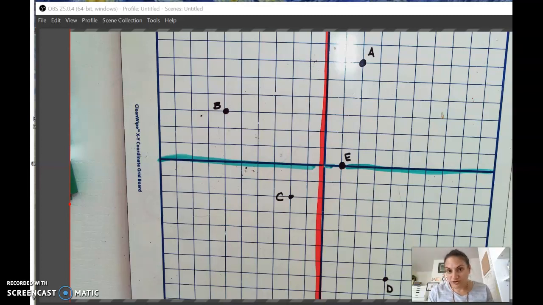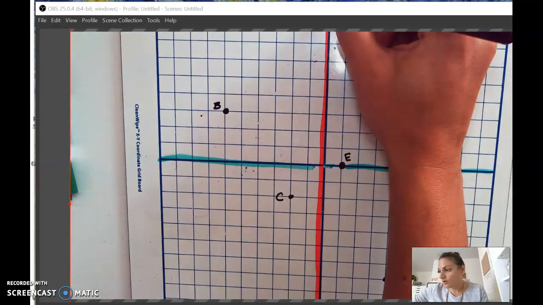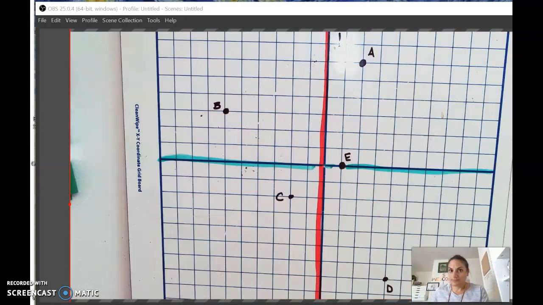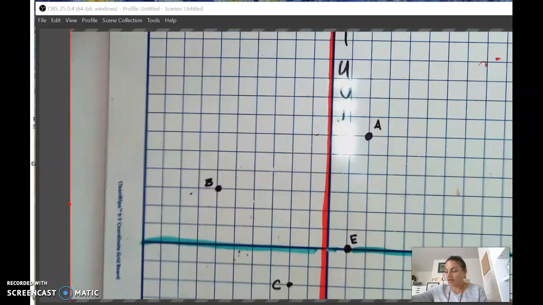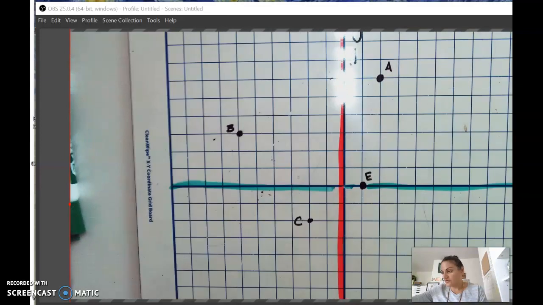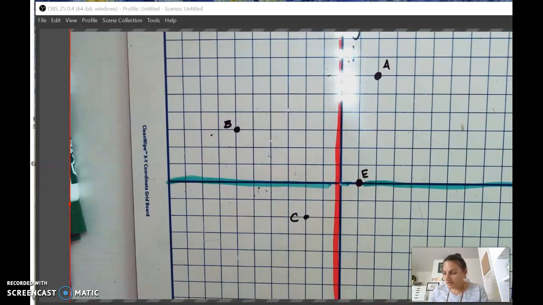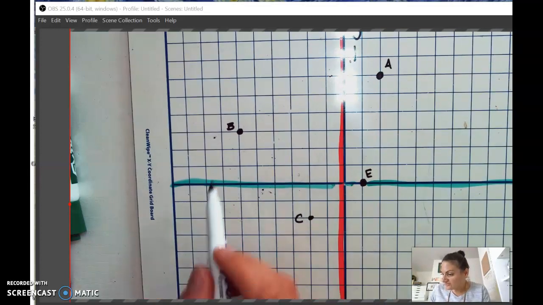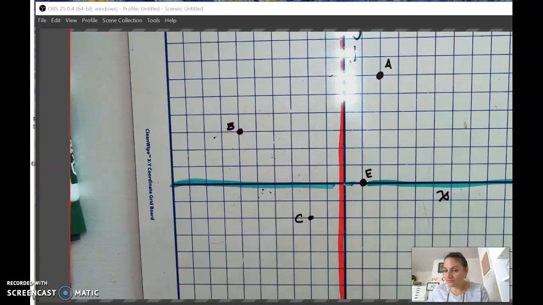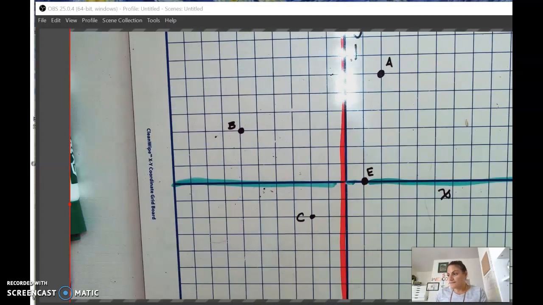Okay, so to start with, the y-axis, which is the up, down, or the vertical axis, is the red line here. I'm going to label it y, just so you guys can see it. Obviously this is also y. And the green line here, which goes left to right, that is the x-axis. So I'm going to label it x. So x and y-axis, right? So vertical and horizontal.